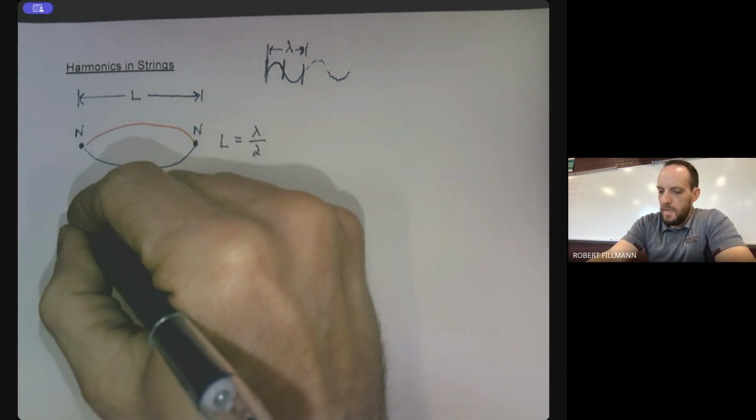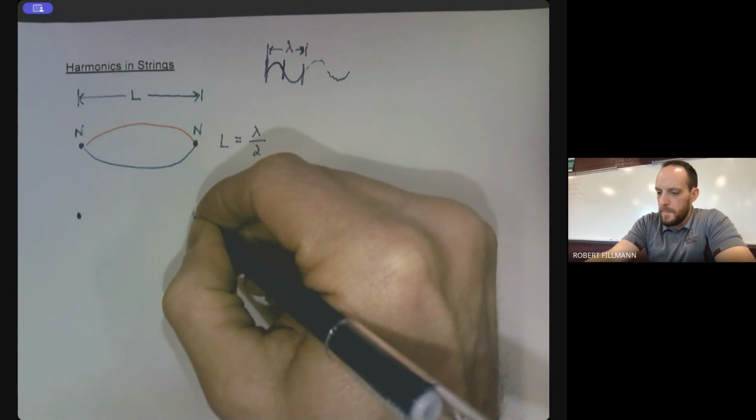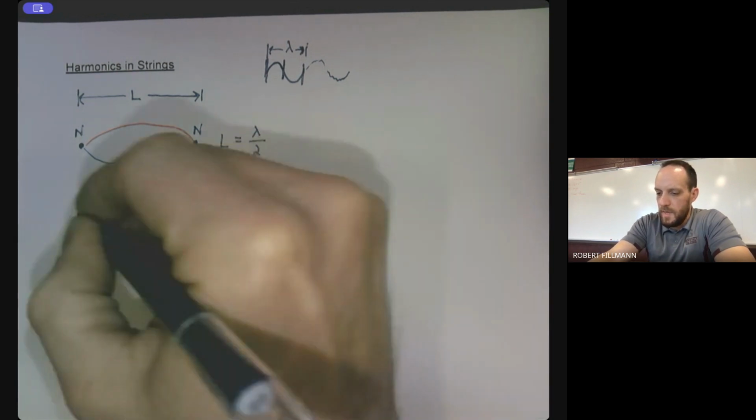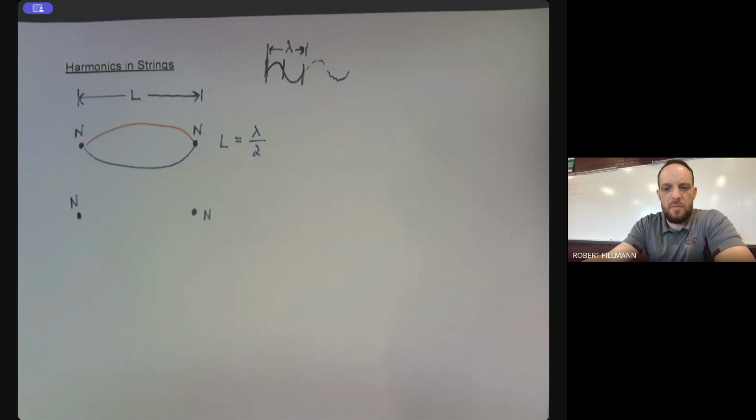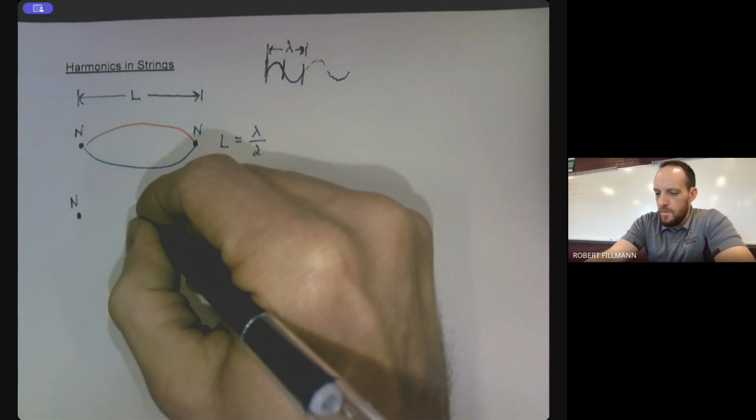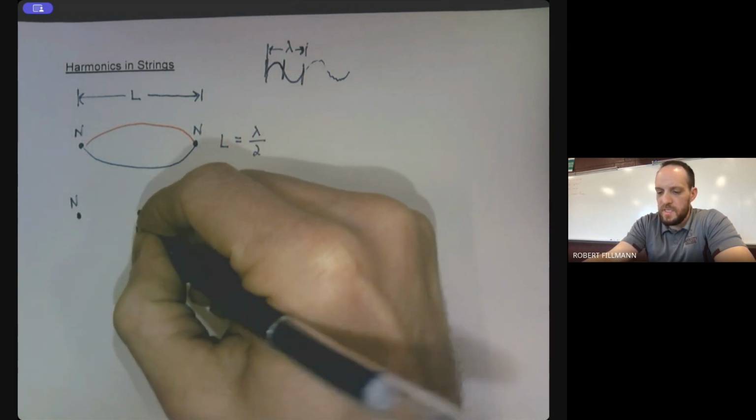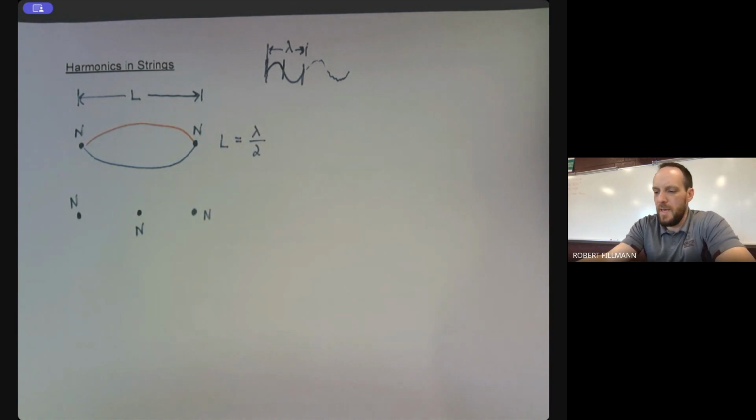Let's think about what other standing waves could exist in this same string. There has to be nodes at either end. So the next one in the pattern would be an extra node in the middle. Basically we just add a node each time we want to go up one in the pattern.